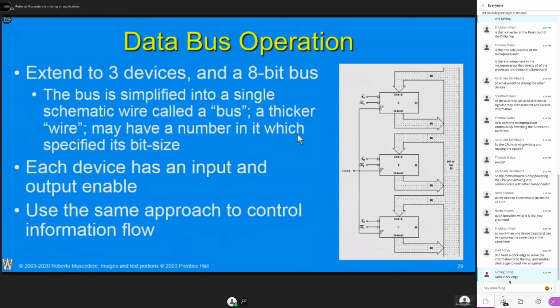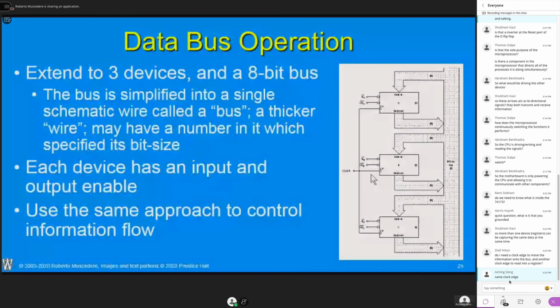All right, so again, here's just taking that idea and extending it a little bit further. Now I have an 8-bit data bus here. I have my different devices here. Again, output enable, input enable, they all get clocks. I drop the synchronous line. Here, the textbook uses a really thick line to describe a bus. So again, each device has an input enable and an output enable, and that's how we send that information back and forth.